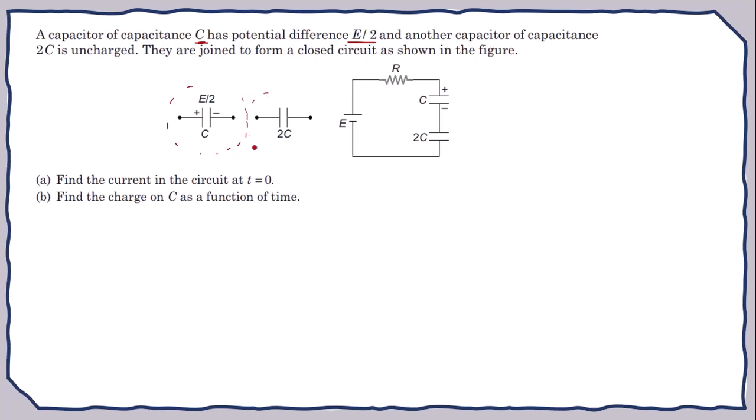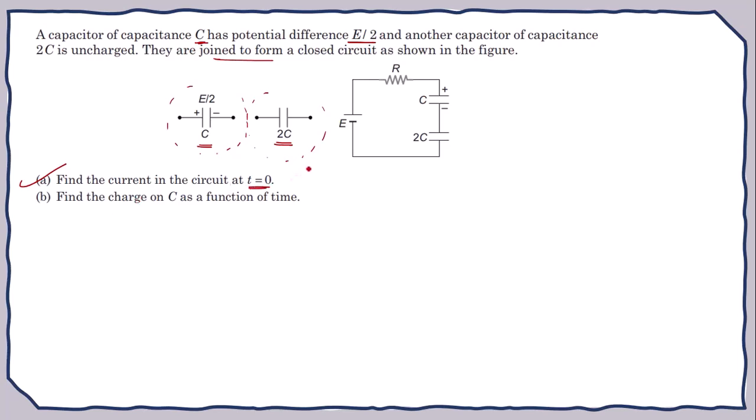And there is another capacitor which is initially uncharged. So uncharged capacitance is 2C and charged capacitance is C. Now they are joined to form a closed circuit as shown in the figure. So these two capacitors are joined so that now it is formed as a circuit. Now you are asked to calculate the current flowing through the circuit at time t equals 0.